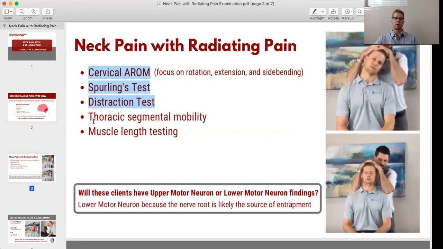Some other testing that you do want to do is thoracic segmental mobility and thoracic active range of motion, because if the thoracic spine and especially the CT junction isn't moving well, it can create a mechanical irritation on the nerves that pass through that region.